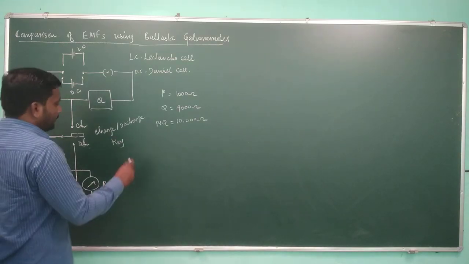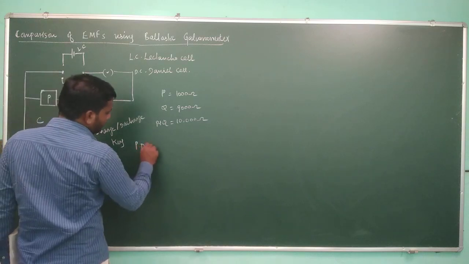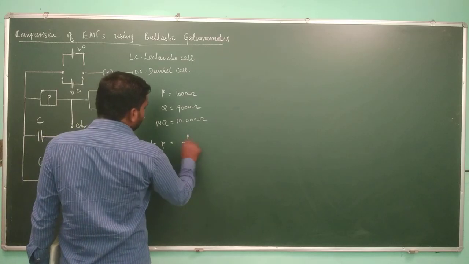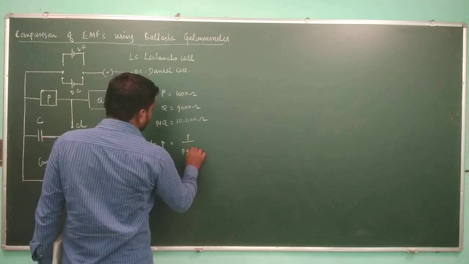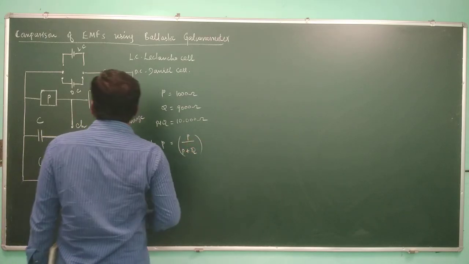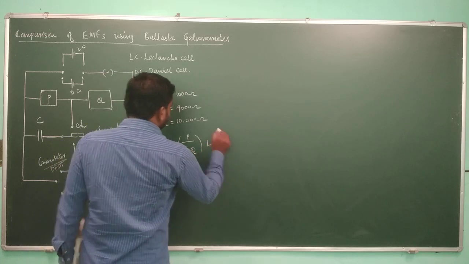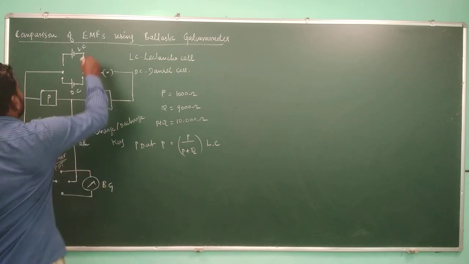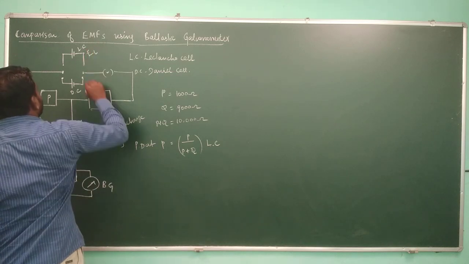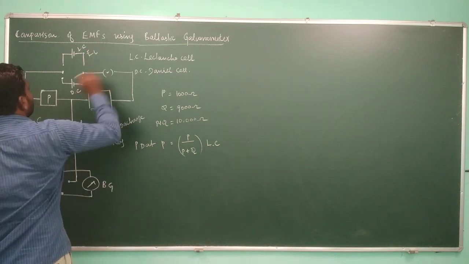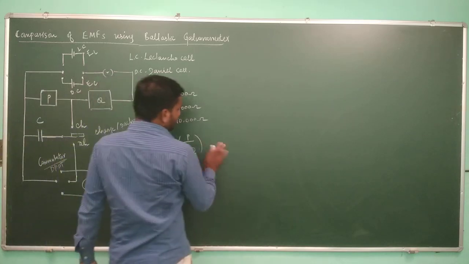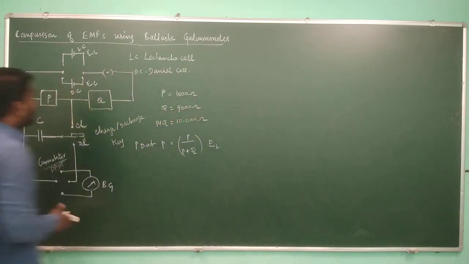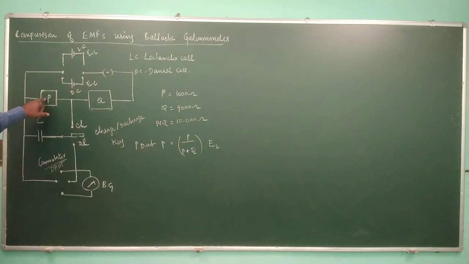So you can write the expression for the potential difference across the resistance P, which is nothing but P by P plus Q multiplied by the EMF of the Leclanché cell. Let's write the EMF of the Leclanché cell as E_L, and the EMF of the Daniell cell as E_D. Okay, this is the potential difference across the resistance P.